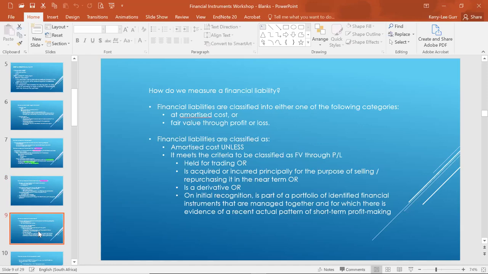When looking at a financial liability, this is also very nice and easy. We only have 2 methods here that we need to be concerned about when it comes to measurement, and that is amortized cost or fair value through profit or loss. So again, when we're looking at these 2 measurement models, there are a couple of criteria we want to be cognizant of. So generally, we want to use amortized cost for financial liabilities as our default, unless it meets the following criteria.